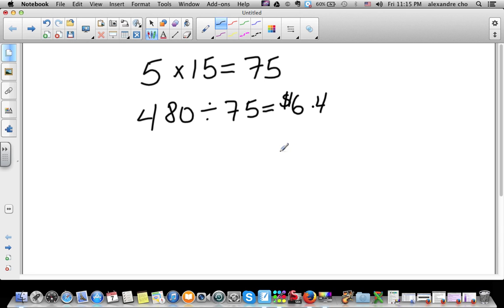Okay. I'm not going to do the division because that's simple enough. So the main process was figuring out that there were 75 students first, and then divide 480 by 75. Okay.